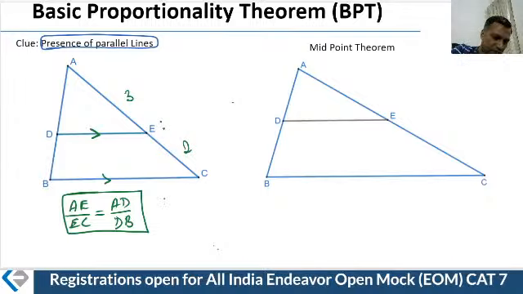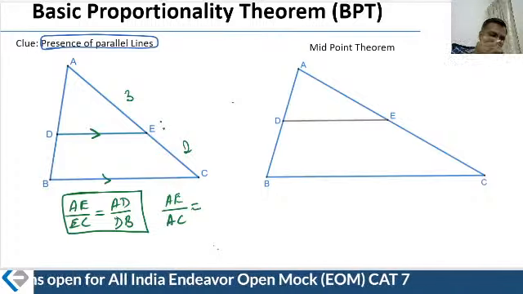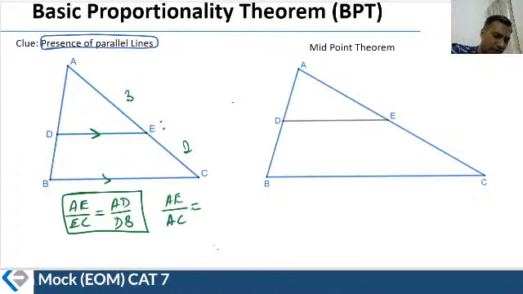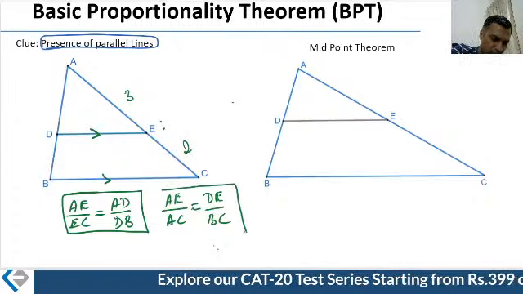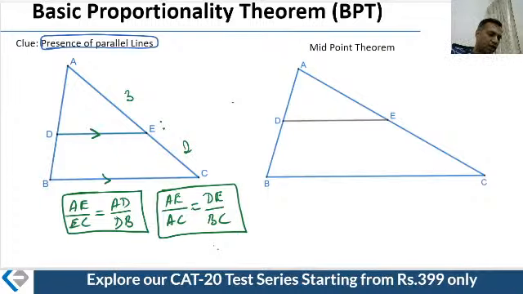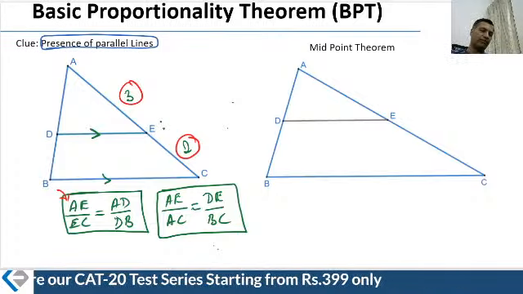Also, the second point here: AE is to AC will also be equal to DE is to BC. Now this is the point here. Why am I starting with AE onwards? Because it's given. Assume it is given. This is how you can write.